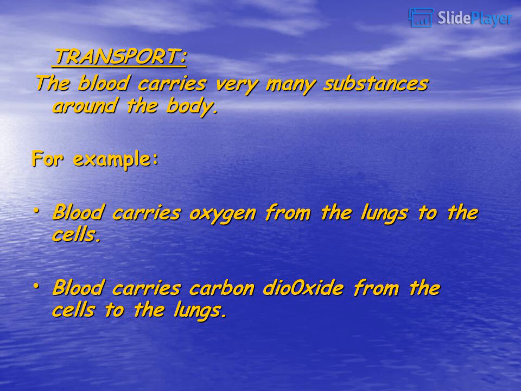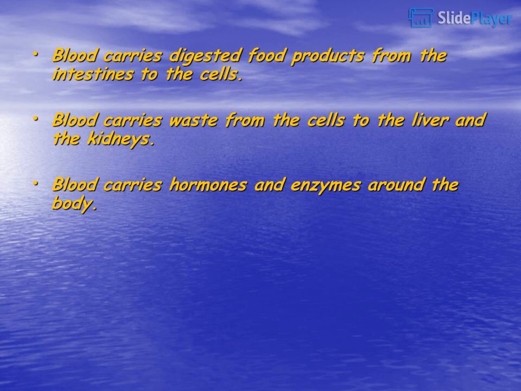Transport. The blood carries very many substances around the body. For example, blood carries oxygen from the lungs to the cells. Blood carries carbon dioxide from the cells to the lungs. Blood carries digested food products from the intestines to the cells. Blood carries waste from the cells to the liver and the kidneys. Blood carries hormones and enzymes around the body.